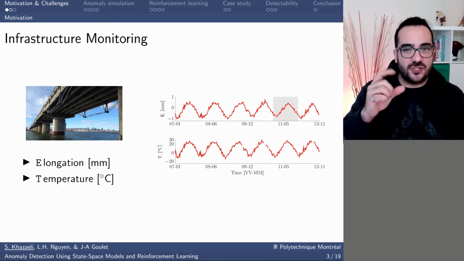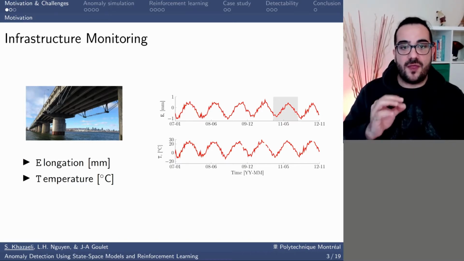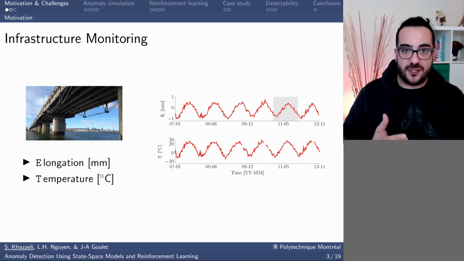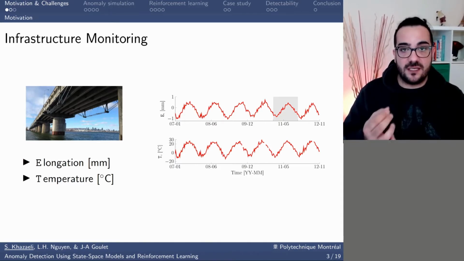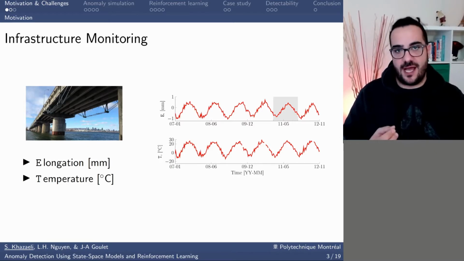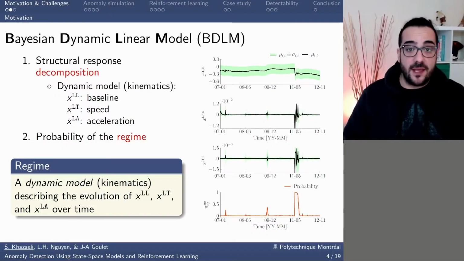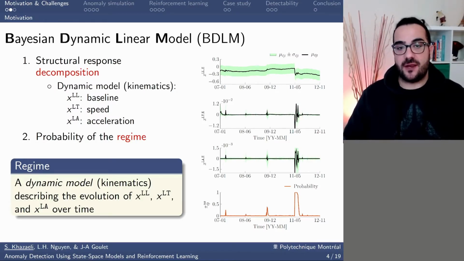And also, the shaded area is related to the year 2011, when we know that there was an intervention on the bridge. As you can see, not only do the elongation measurements consist of their own pattern, but they are also affected by the temperature data. Based on our previous work, we are now able to infer the measurement data using Bayesian dynamic linear models, which is a particular case of the state space models.